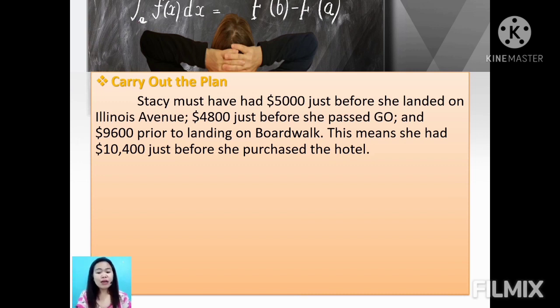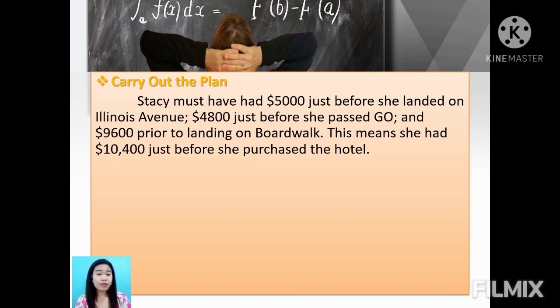And she had 9,600 prior to landing on Boardwalk, because after landing on Boardwalk, only half of her money was left. So, that's $4,800. And so, prior to landing on Boardwalk, she had 9,600. This means that she had 10,400 just before she purchased the hotel.